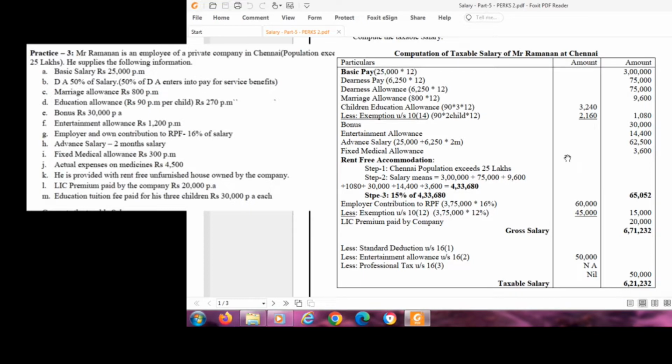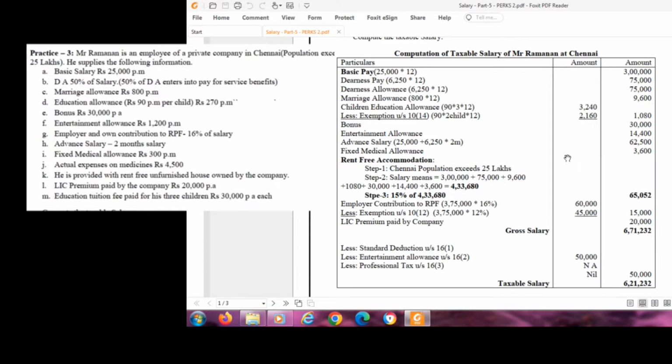Next one, he is provided with rent-free unfurnished house owned by the company. So rent-free accommodation problem, this one. While recording this one, we have to check whether any allowances are given after this information, LIC premium, education allowance. No allowances are given after this adjustment. So now we can record this rent-free accommodation. Step 1, we have to refer the city. What city? Chennai. So population exceeds 25 lakhs.